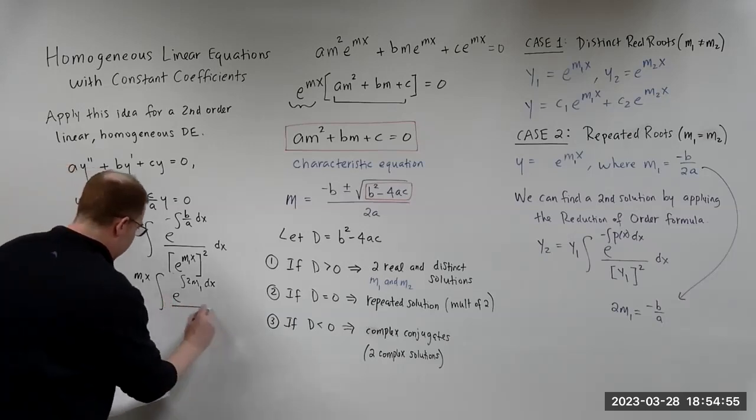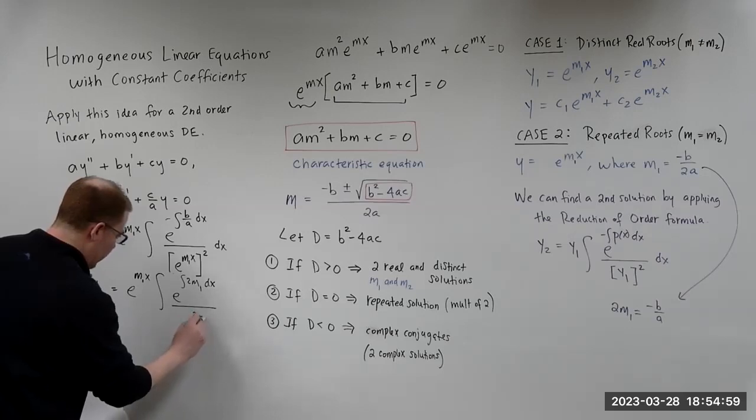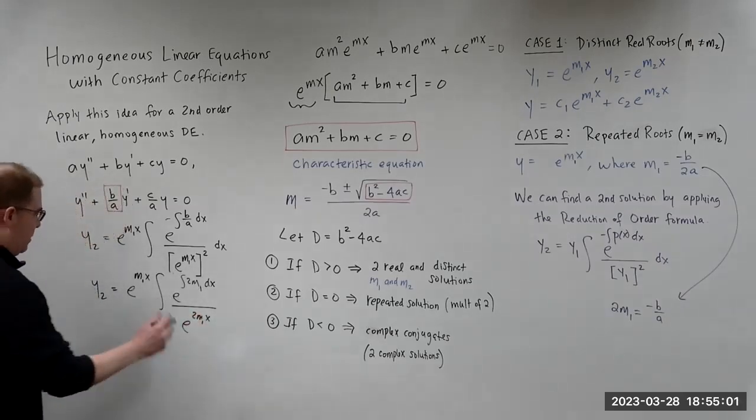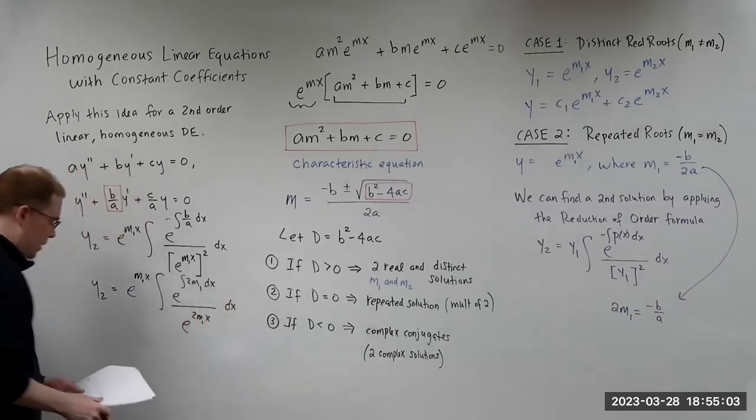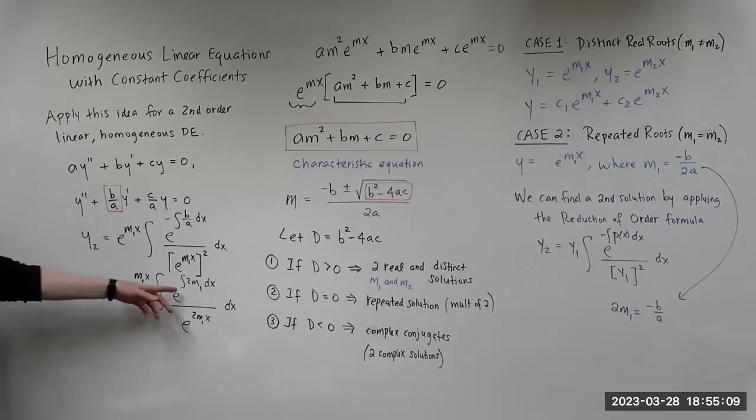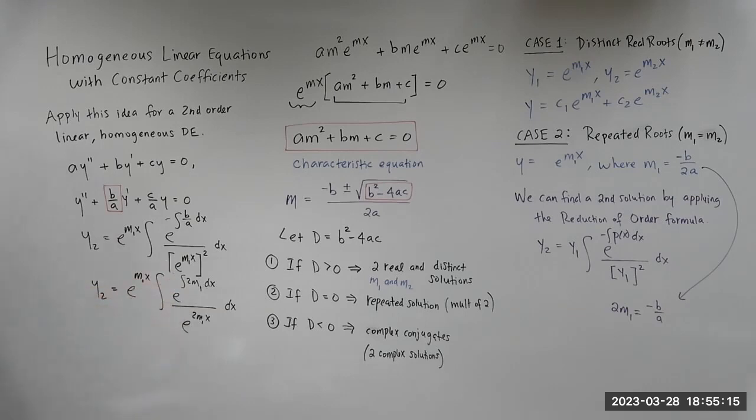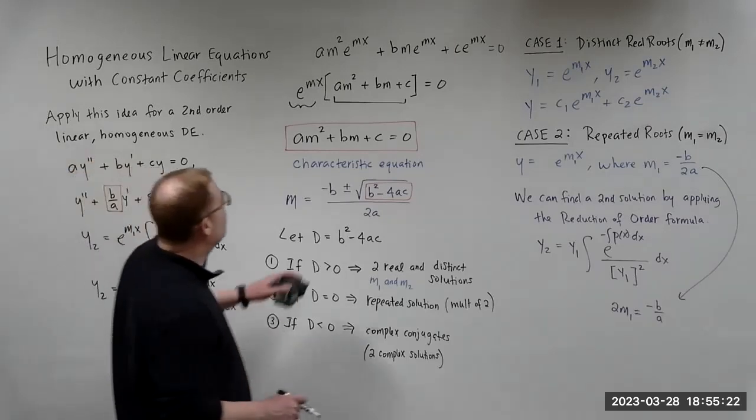Okay, and then on the bottom here, this just becomes e to 2m dx. So what's going to happen when you take the integral of this? This becomes 2m1x, and then that's going to cancel with this. So it works out very, very nicely. Okay, well, let's go over here.